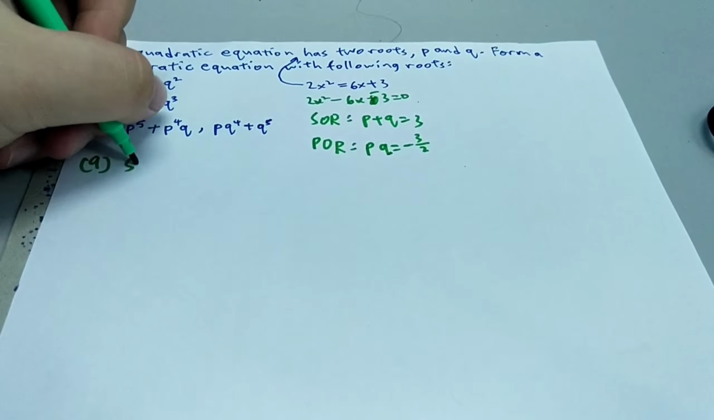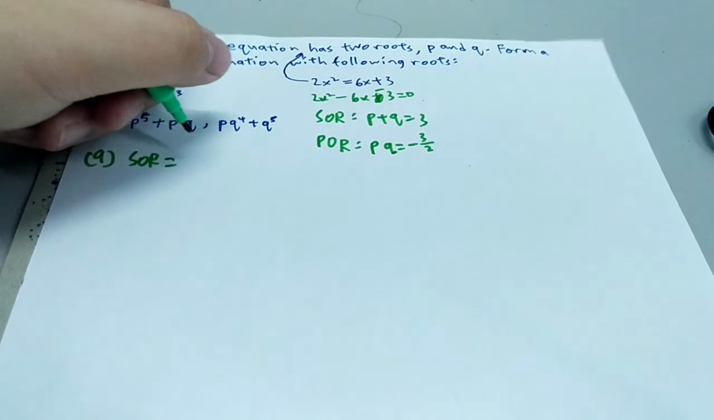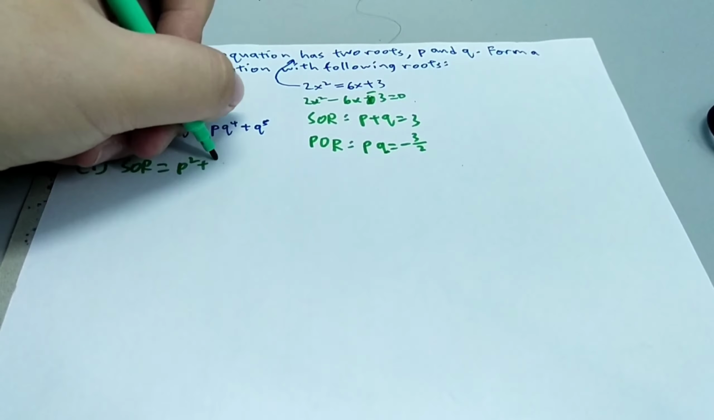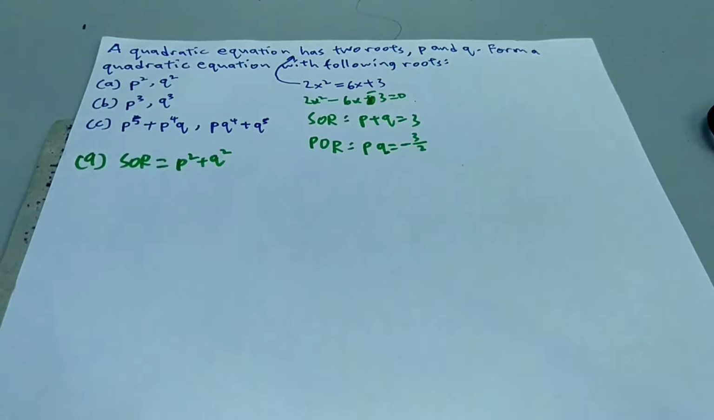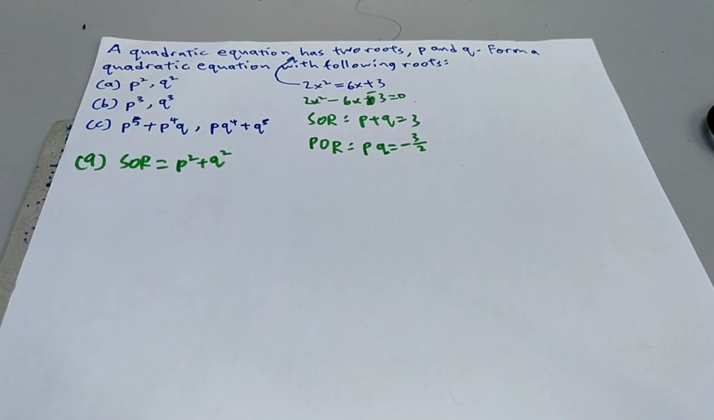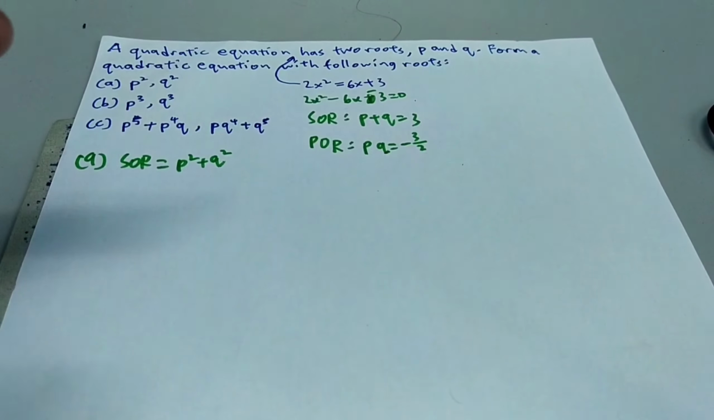The sum of roots is going to be equal to p squared plus q squared, and the problem is we are going to make the sum of roots and the product of roots in terms of p plus q and pq. So is there any way to do this?